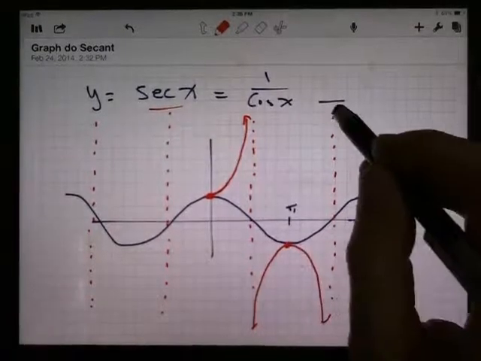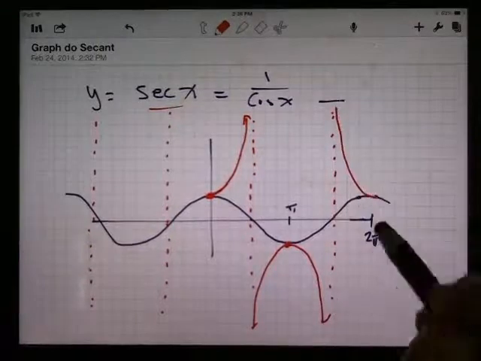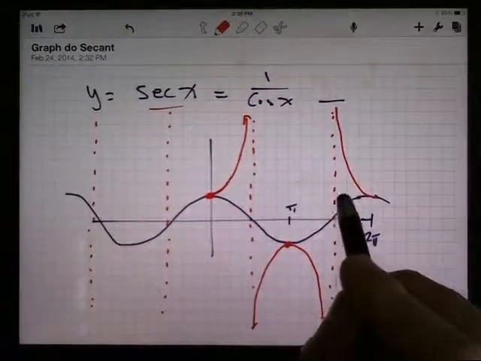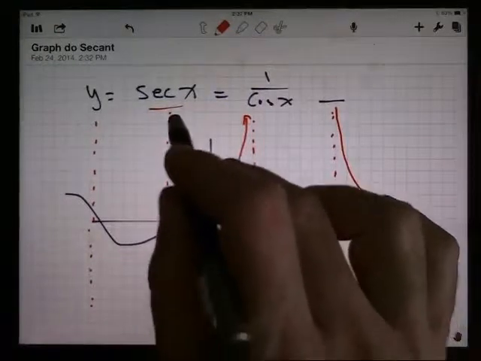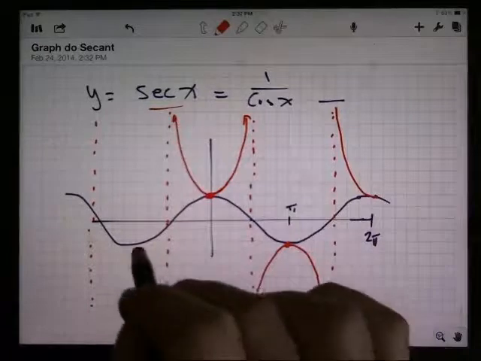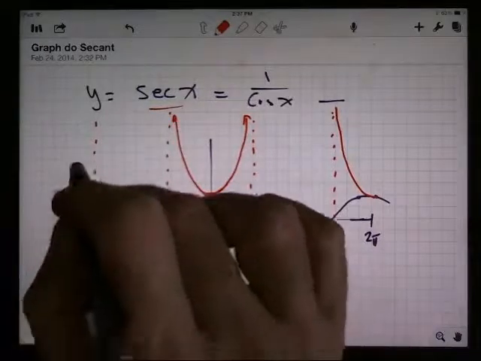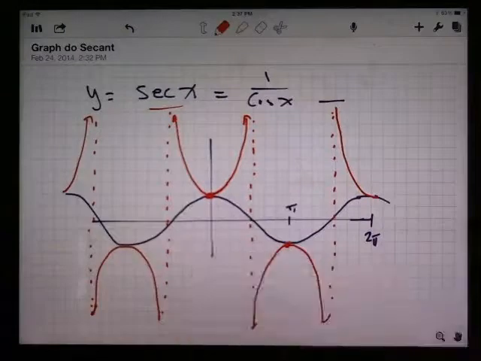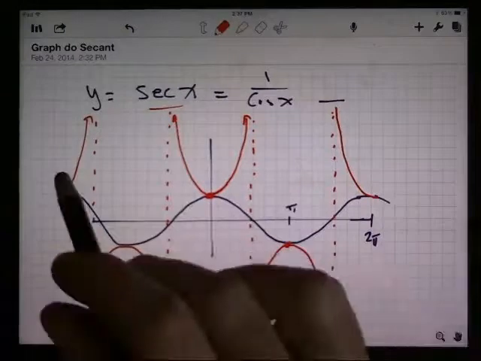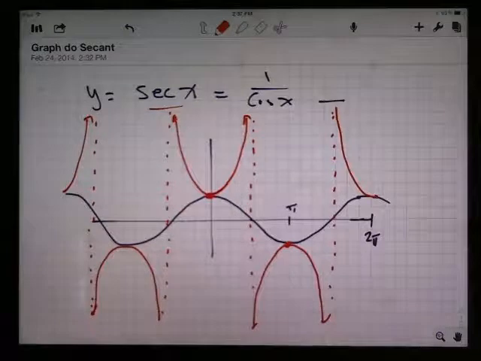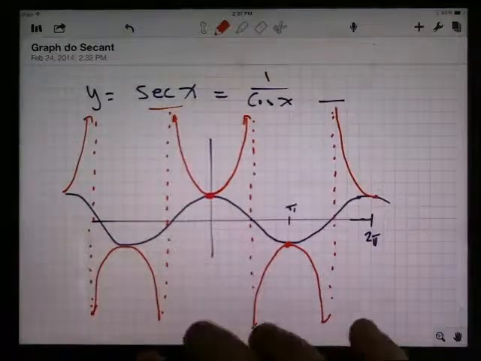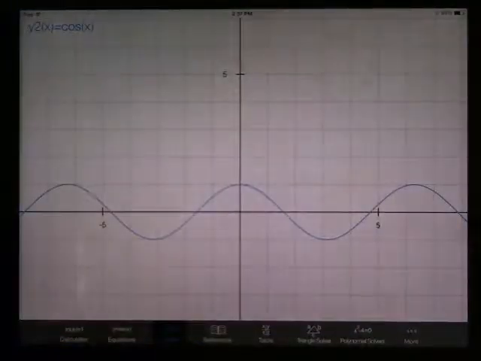Then the cosine is positive again, so you're up here. When the cosine is little, the reciprocal, the secant, is big. When cosine is equal to 1, the secant is equal to 1. So anyway, the secant curve looks something like this. I draw the cosine in there just as a guide to help me put in that red graph, which is the secant. Okay?